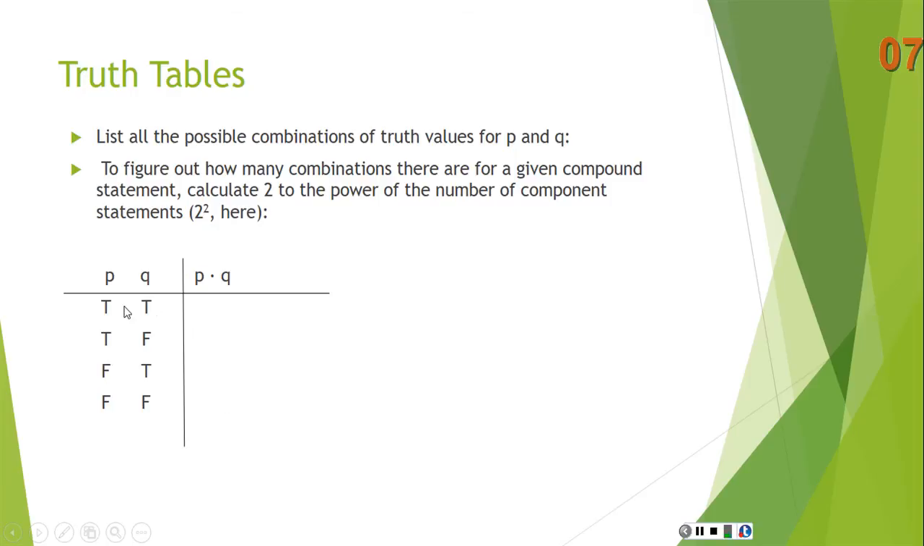Now, when you construct a truth table, I want you to list it just as I have here, where you're listing true, false, and then true, true, false, false, so that we have a standard way of creating truth tables.